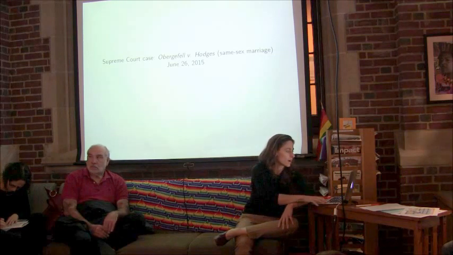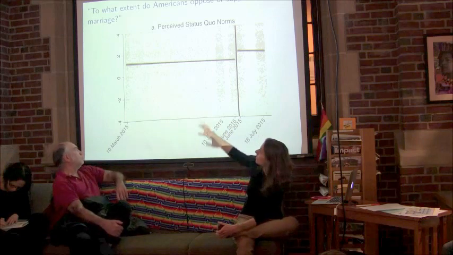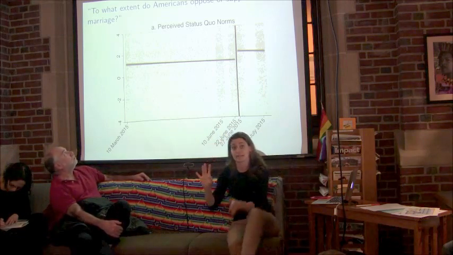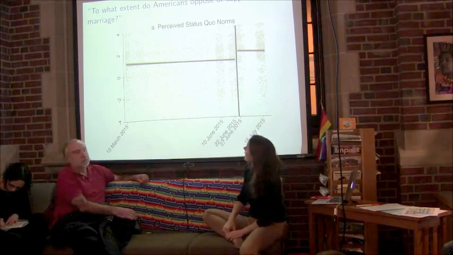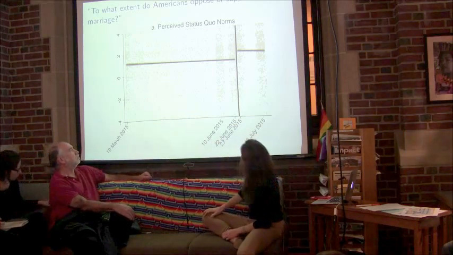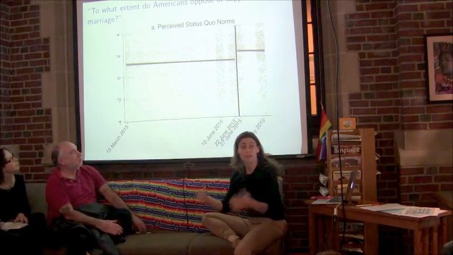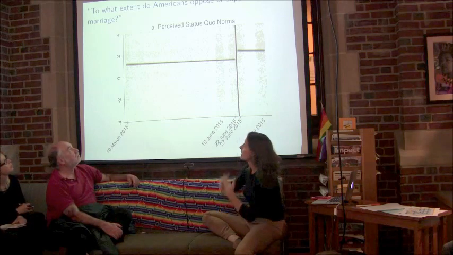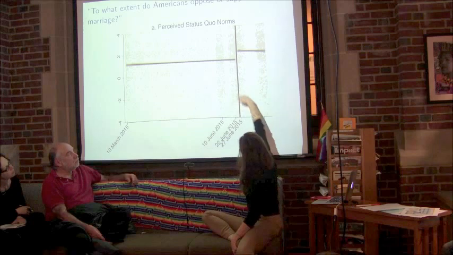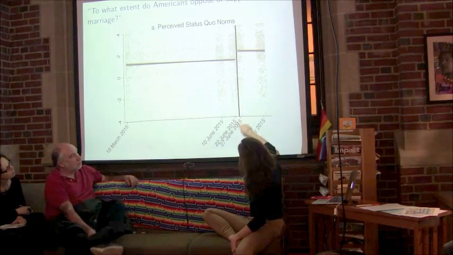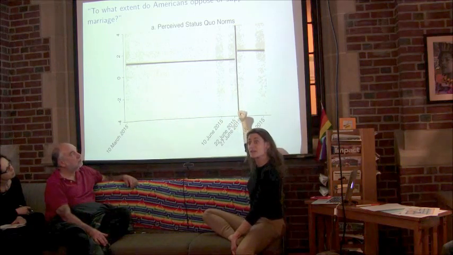So what we did was we tracked people's perceptions. This is a big sample of American citizens. They all identified themselves as American citizens. And we asked them, starting in March of 2015, to what extent do Americans oppose or support same-sex marriage? Again, this isn't asking about your personal opinion, it's asking about everyone else. And you can see that when this black line marks the 26th of June, 2015, the Supreme Court decision announcement, it jumps.